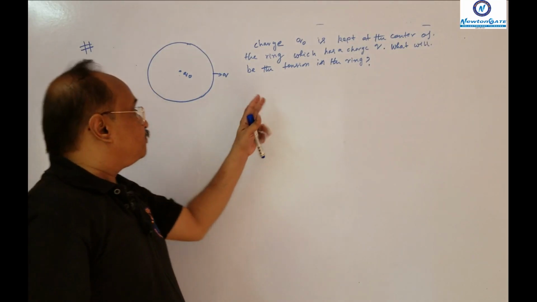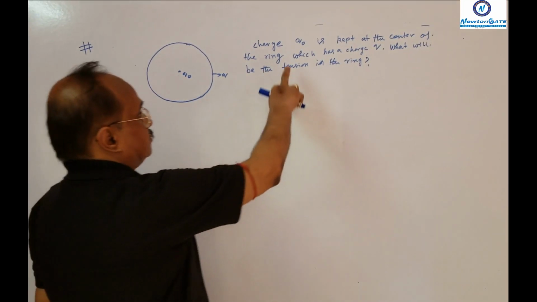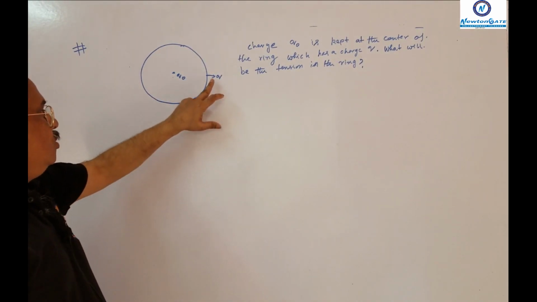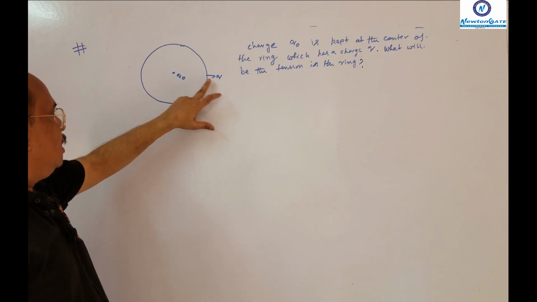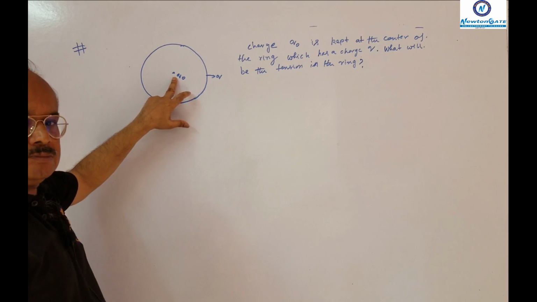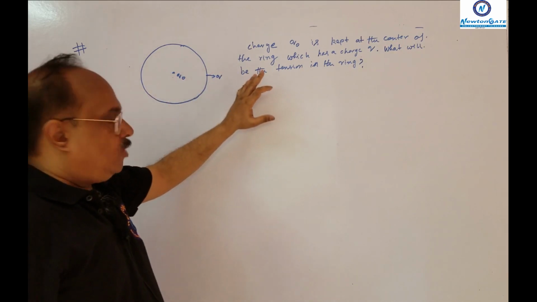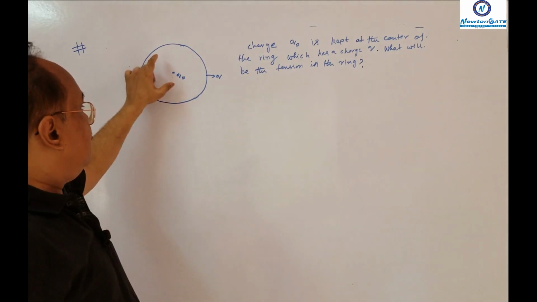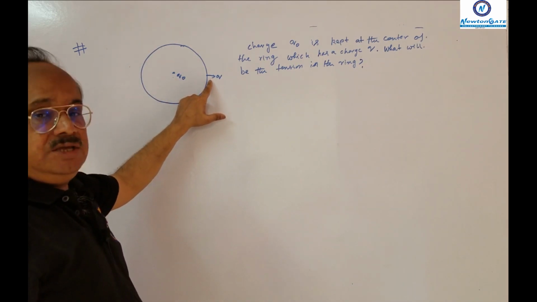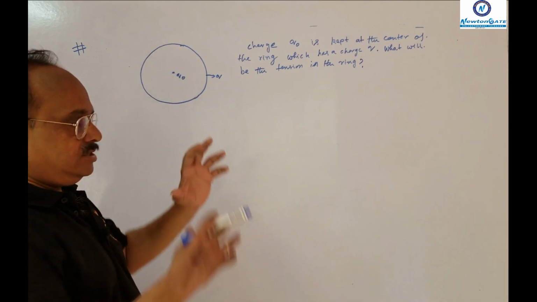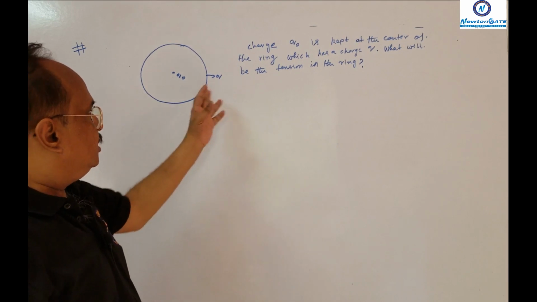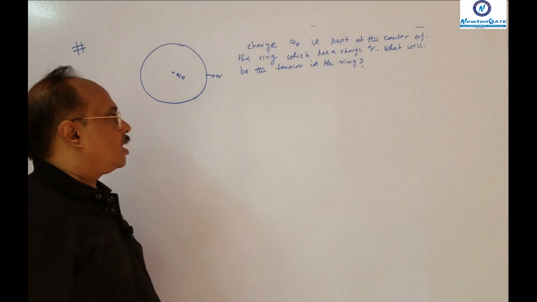This is our next sum. See, there is an elastic ring which is given a charge Q, and a charge Q0 is kept at the center. Our job is to find the tension in the ring due to the electric force between this Q0 and the charge Q in the ring. There is a tension in the ring outward, so that is the tension we have to find.